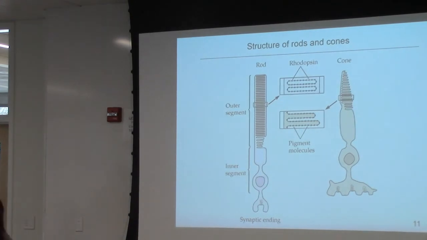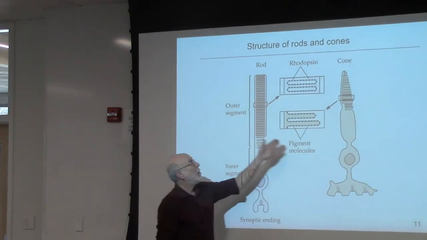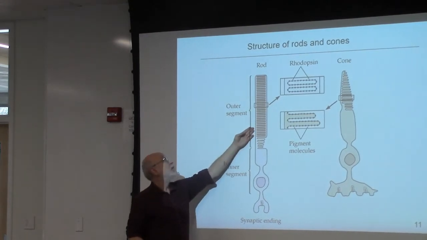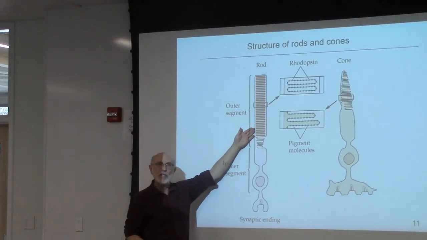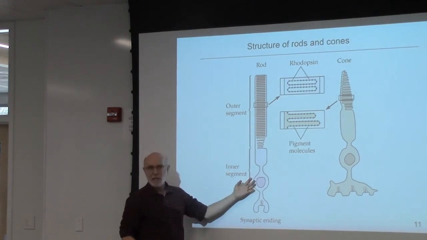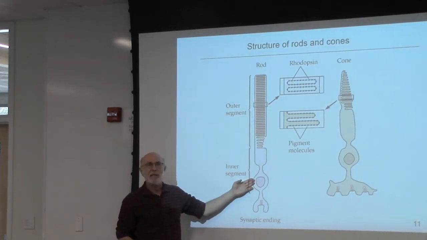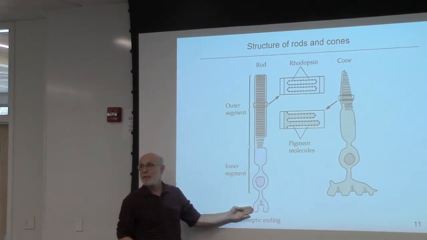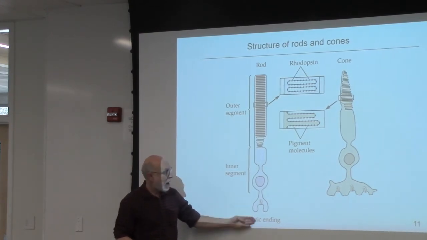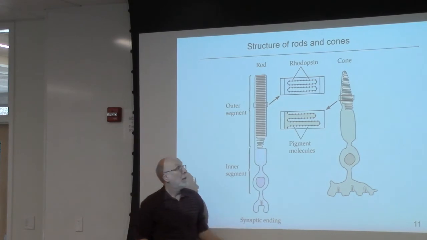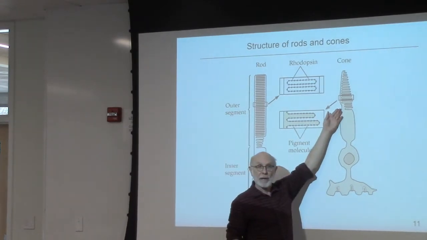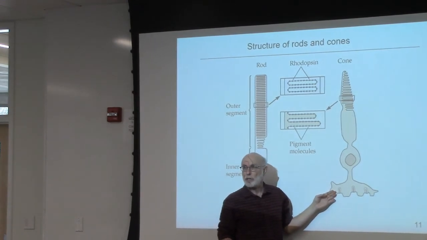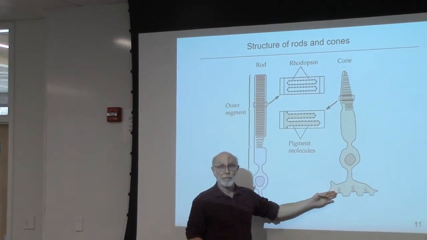So here is a cartoon of rods and cones. The outer segment is where phototransduction takes place. But it's a cell, so it's got a nucleus, and it's got a cell body, and it's got all those goodies that cells do, and it's got a synapse, a very specialized synapse, onto a bipolar cell. Cones have the same sort of thing, an outer segment, cell body, and the specialized synapse onto their bipolar cells.